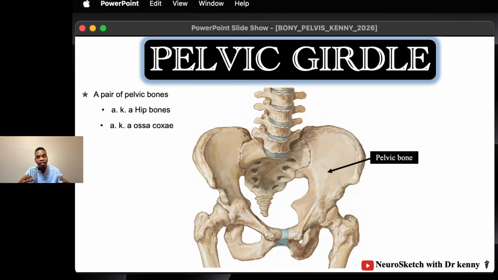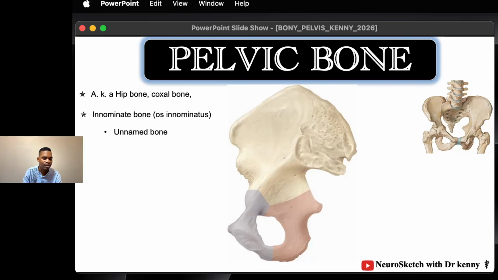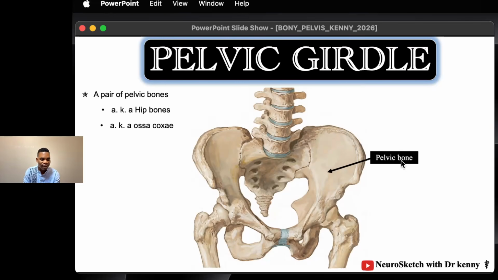And the pelvic girdle, just like the shoulder girdle, connects the axial skeleton to the appendicular skeleton. But they themselves are part of the appendicular skeleton, and they connect to the lower limb. You see, you have the femur, and the femur on this side and this side connect to the pelvic girdle. The pelvic girdle is a pair of pelvic bones.